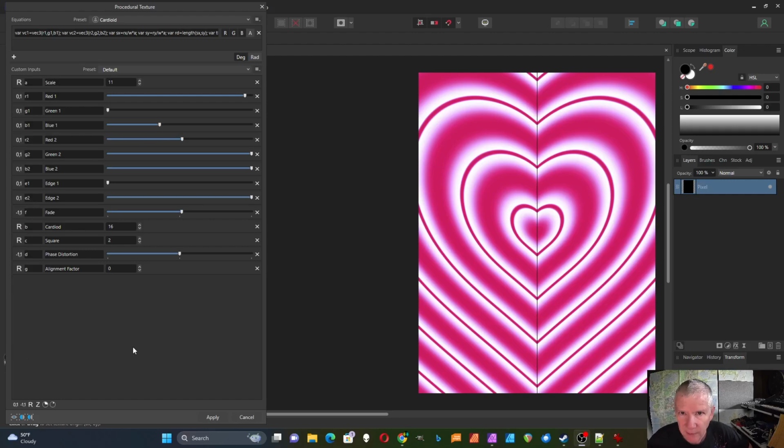I was messing around with Affinity Photo's procedural texture filter, using polar coordinates. I was trying to do something else, but I stumbled across this mathematical function, and I thought, well, that looks pretty cool. So I started working with it, and I added some variables to change it, and then I noticed this weird pattern in the numbers, and so I'm going to talk about that.